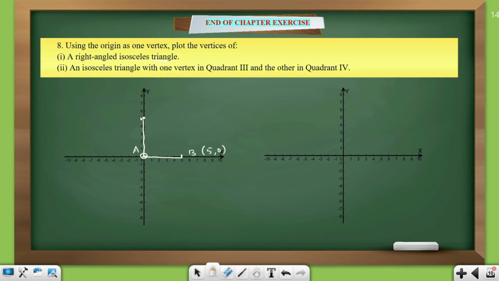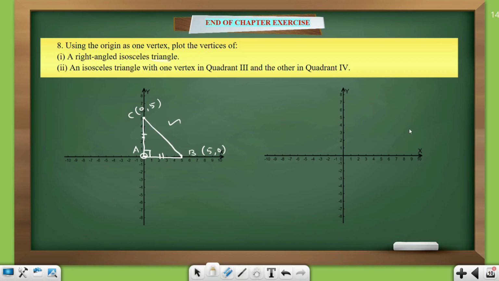Okay, and this point is C, which is nothing but (0, 5). If you join these 2 points, obviously we are getting a right angled triangle, which is 90 degrees at the point A, and this side and this side are of equal length, 5 units. Yes, this is our required isosceles triangle. Similarly, you can take 6 and 6 here, and you will get the same answer, or 7 and 7, or 3 and 4 also.